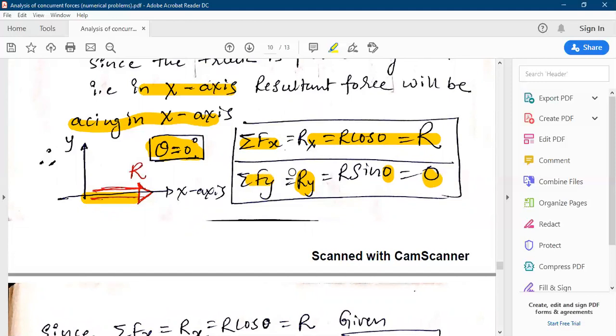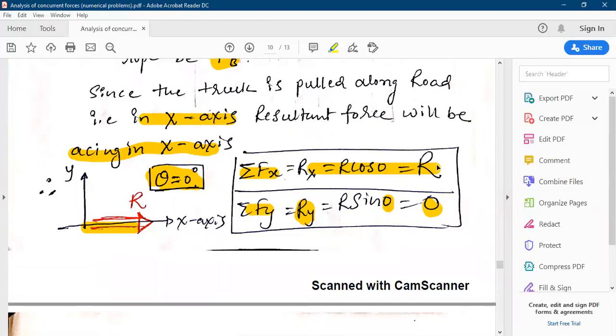Similarly, Fx is equal to R. So we have to resolve all the forces along the x direction and along the y direction, and equate the sigma Fx value to R. Similarly, we have to equate the sigma Fy value to 0. So this is what this equation says.